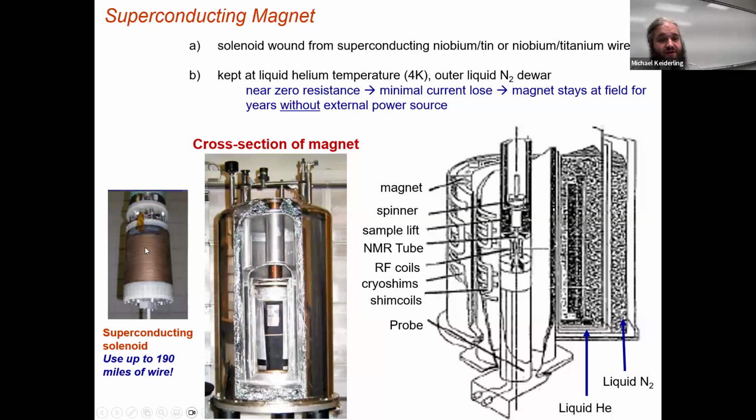So here we have the superconducting solenoid, a superconducting magnet. This is the coil of wire that provides the large magnetic field. It needs to be kept at liquid helium temperature. So there's an inner dewar, an inner structure. There's liquid helium inside that, and then around that there's a jacket of liquid nitrogen.